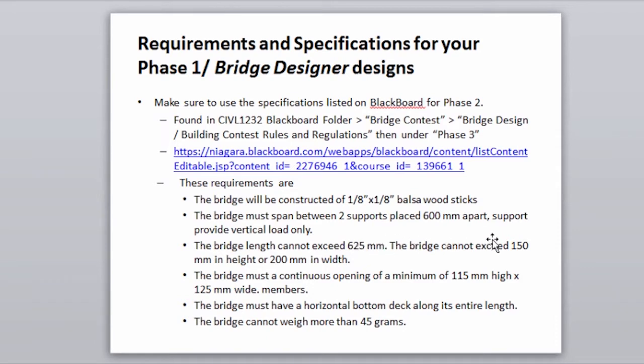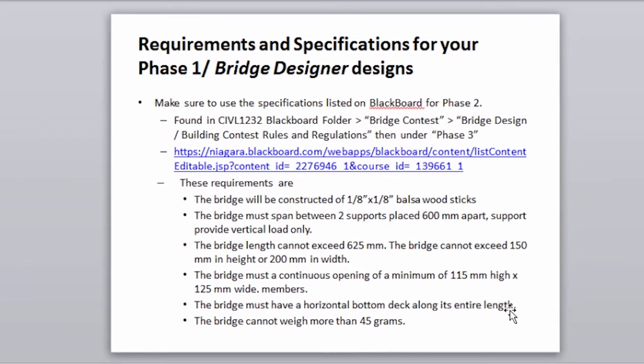The bridge must have a continuous opening along the entire length of the bridge. This opening needs to be a minimum 115 millimeters high by 125 millimeters wide. You can imagine that if you have an imaginary vehicle which is this height and this width, this vehicle needs to be able to travel along the entire length of your bridge without hitting any members. Also, the bridge must have a horizontal bottom deck along this entire length. The bridge cannot weigh more than 45 grams, which is about the weight of 7 loonies.